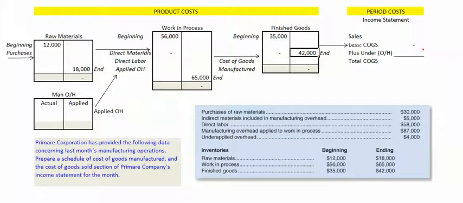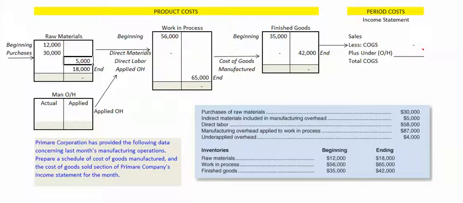Now let's go ahead and record some of the transactions that took place during the month. We're told that raw material purchases were $30,000. This will be an addition to our raw materials account. Indirect materials included in manufacturing overhead were $5,000. This would be a use of raw materials, so it would be showing on the right-hand side of our raw materials box as an outflow.